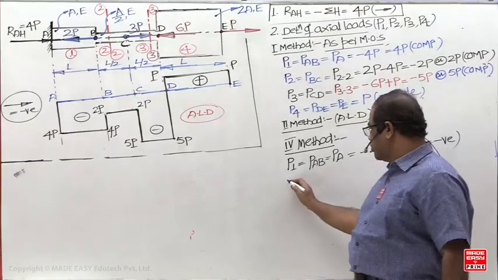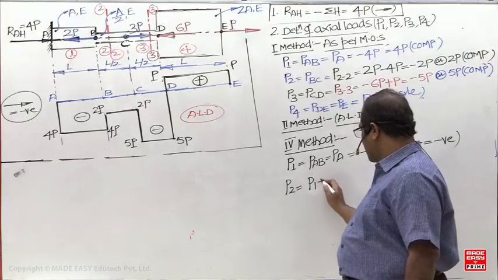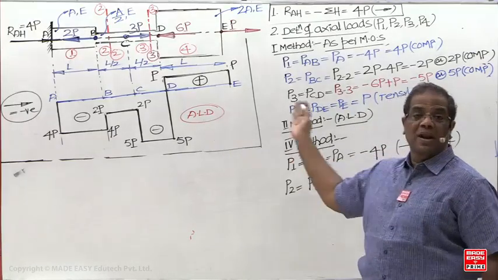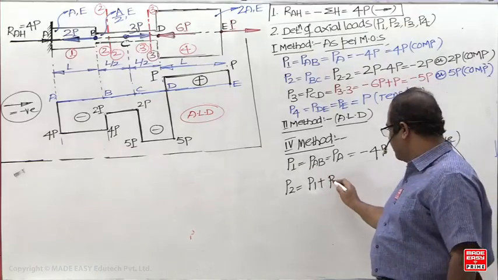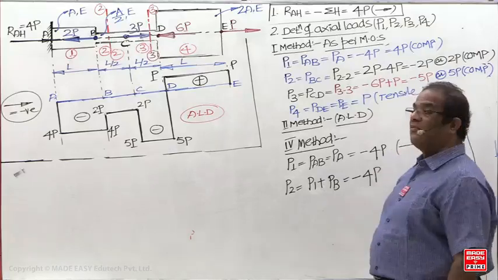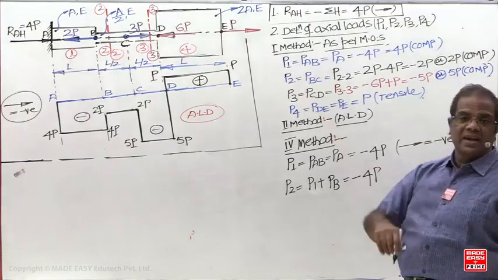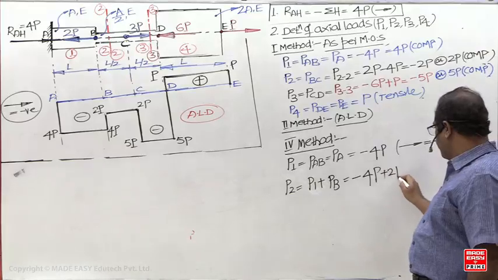Then how to get the P2? P2 is P1 plus the load at B. I am going from left to right. For the BC member, which is on the left side B, what is the previous value? Minus 4P. What is the load at B? 2P towards the left side. Towards the right side negative means towards the left side is positive.